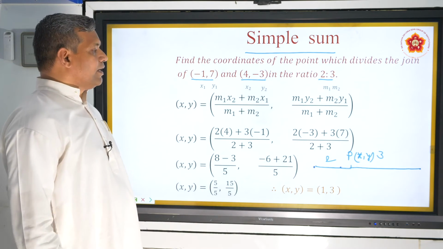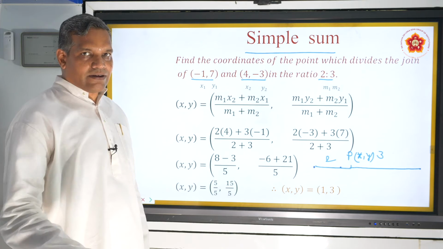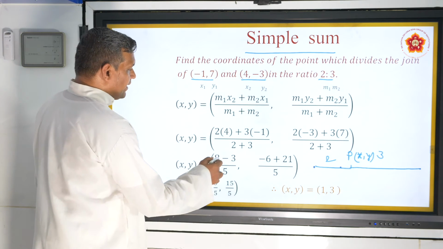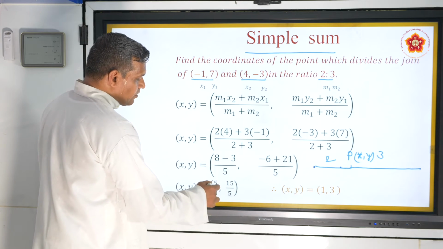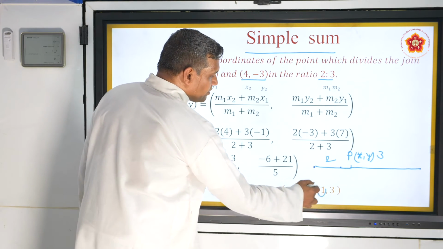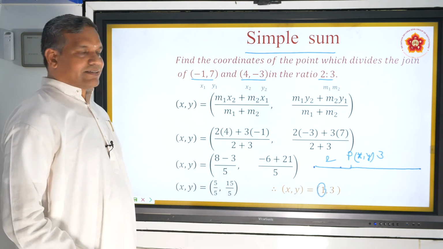After that, it's only a little multiplication, addition, division. The answer is the answer. See, 4 2s are 8, and 3 1s are 3, minus 3. 8 minus 3 is 5. 5 by 5 is equal to 1. The answer is 1. Finish. You reached the answer. No time. It's not a difficult concept at all.